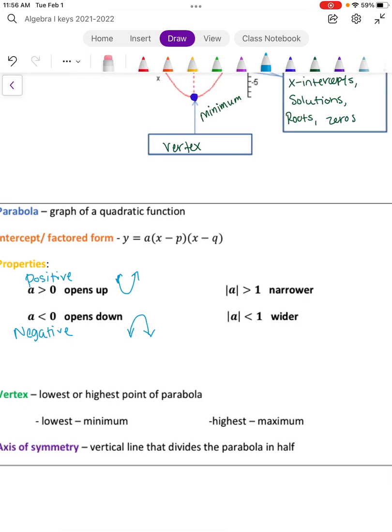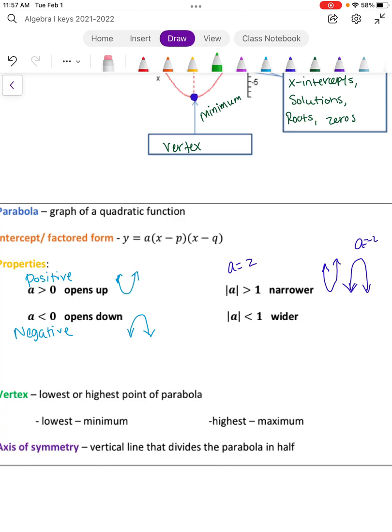Then for narrower and wider, if the absolute value of A is greater than 1, our parabola is going to be narrower. So say A was 2, that would be narrower than if A was 1. If A was negative 2, that would actually be the same width as when A is positive 2. It would just be opening the opposite direction. So remember that the negative has nothing to do with how wide or how narrow it is. The negative just tells you if it opens up or down.